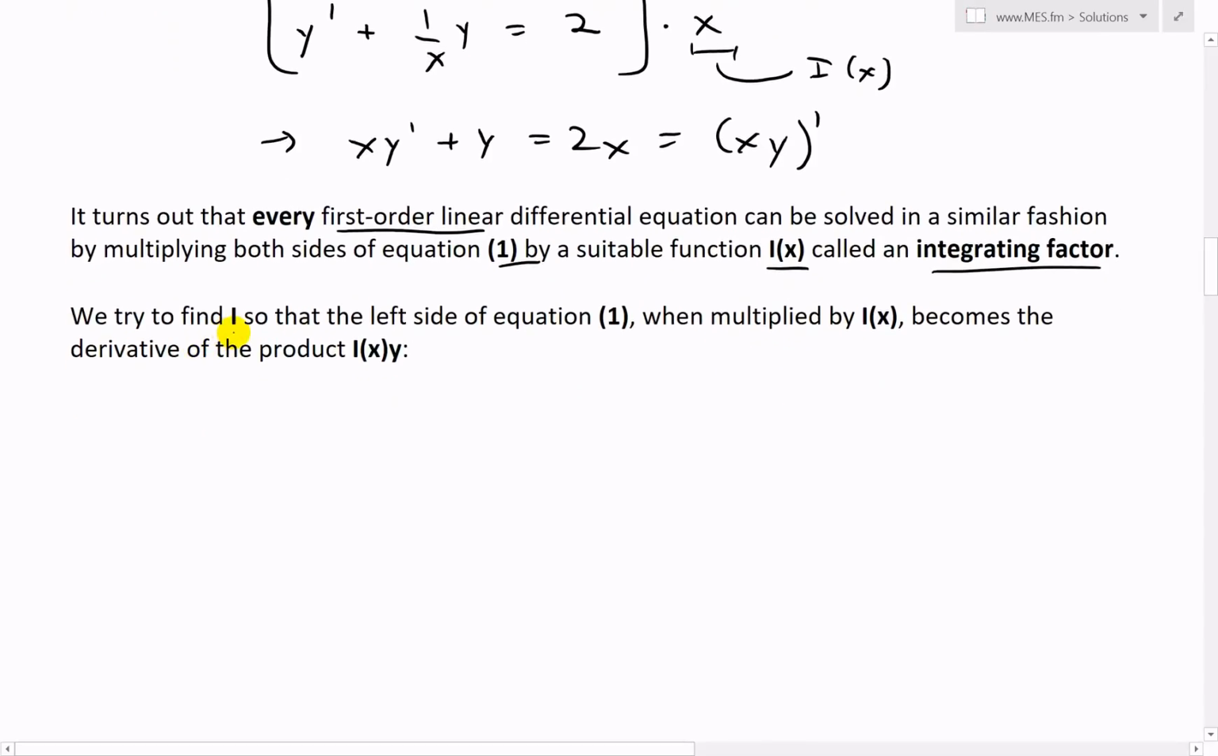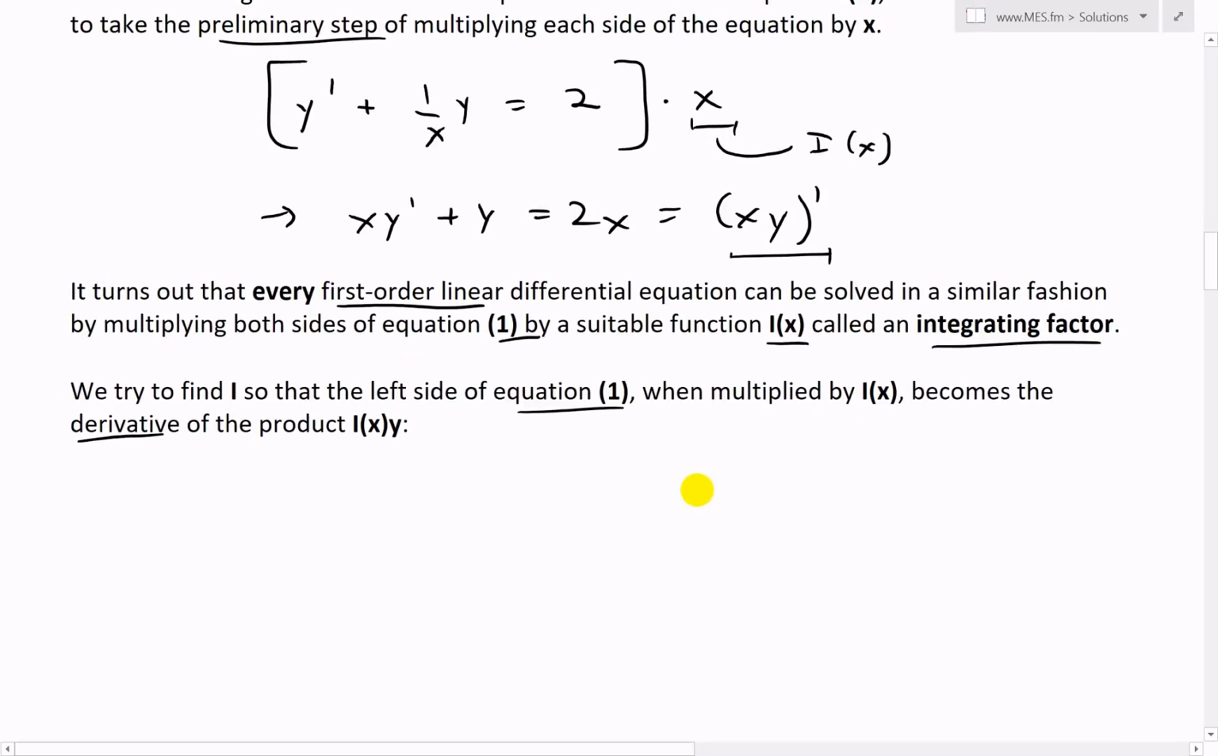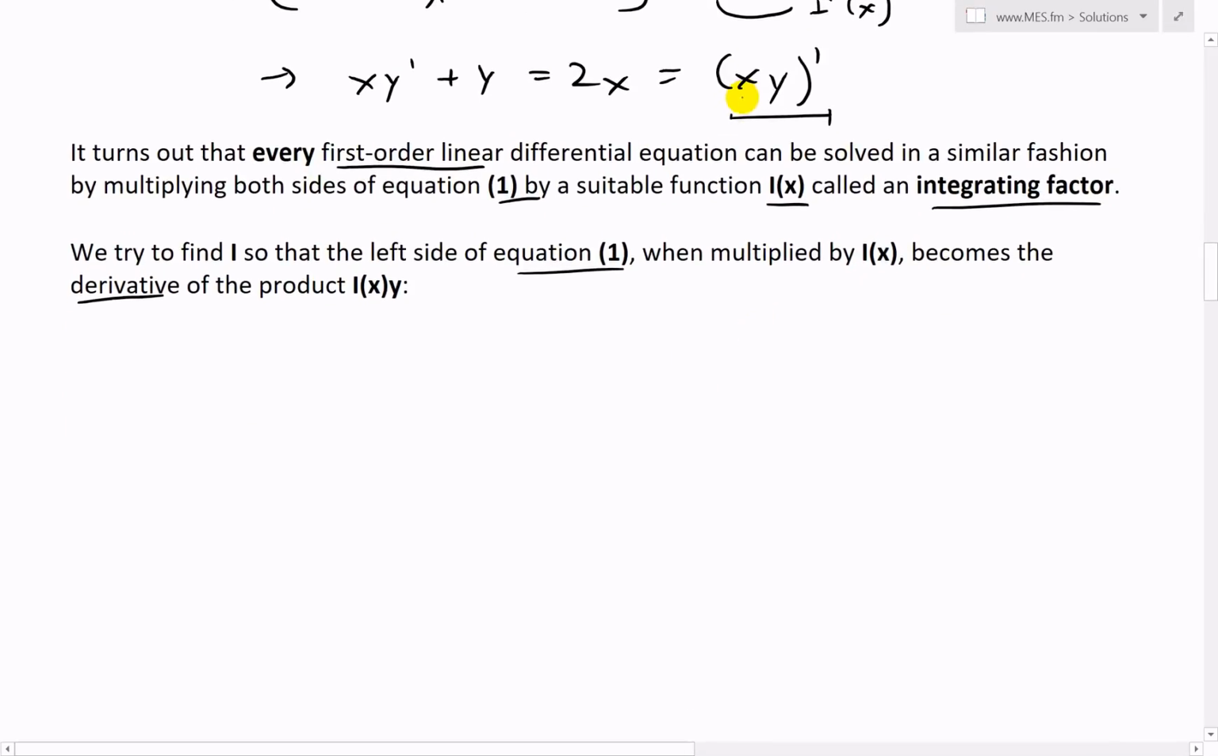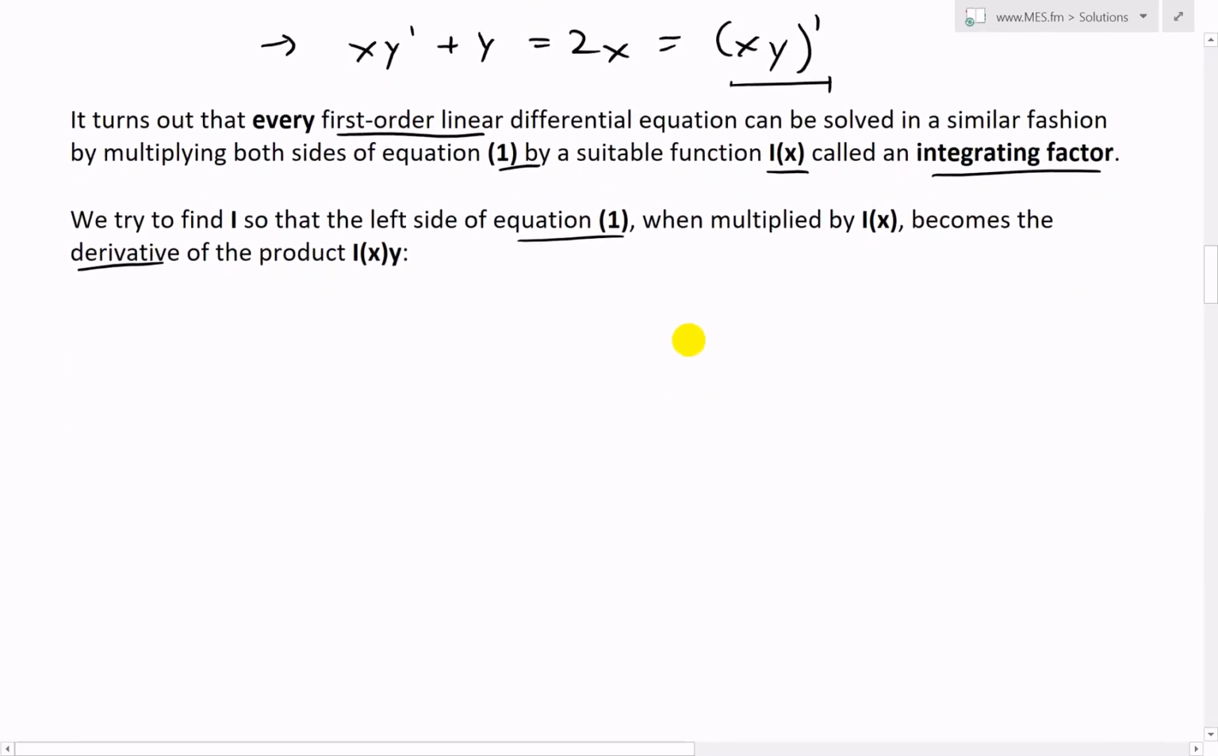So we try to find I so that the left side of the equation, when multiplied by I of x, becomes the derivative of the product of I of x times y. In other words, we're multiplying so that what we can eventually get is the product of the two. That's what we want to get, and from there we're basically creating a separable equation.